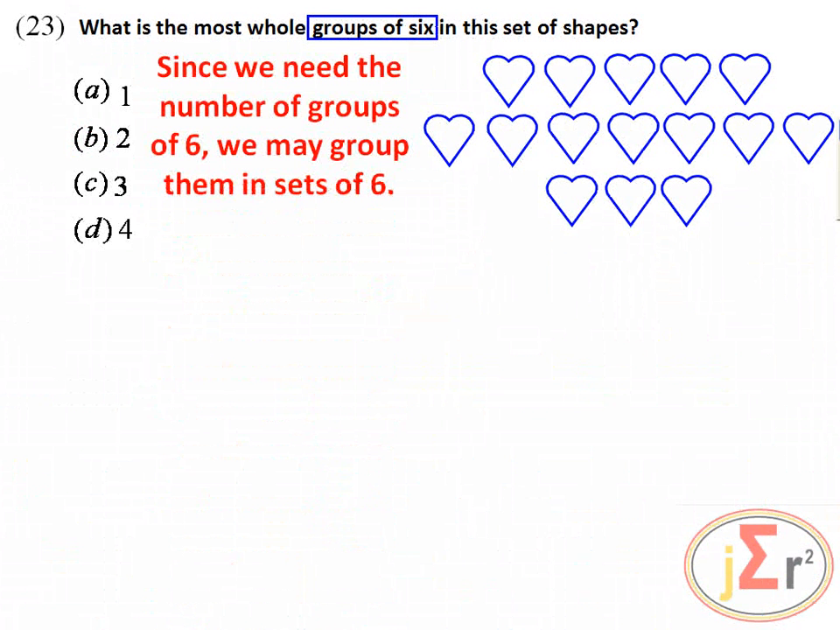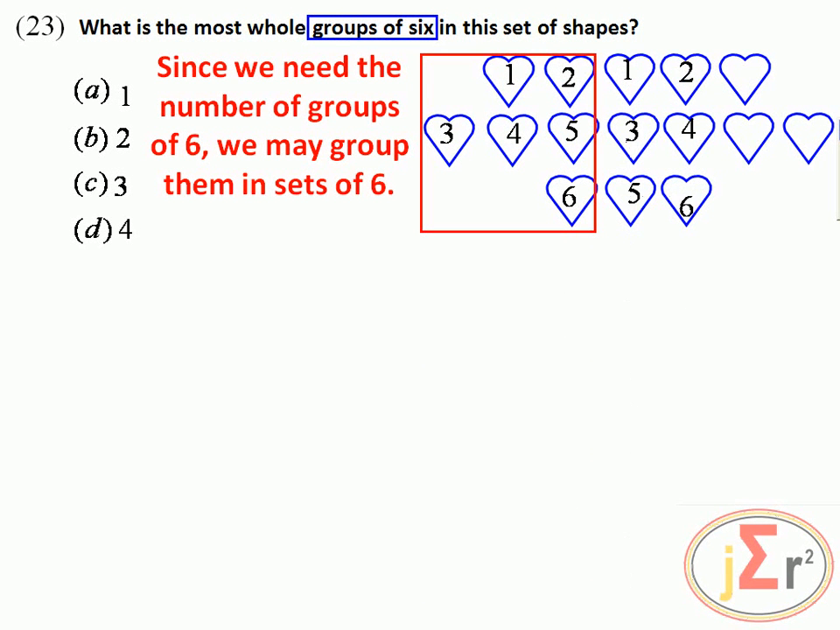Groups of 6. Pay attention to groups of 6. Since we need the number of groups of 6, we may group them in sets of 6. So we will count off 6 and we tie them up like that. And what do we do again, Jerry? Put another box. Count off 6 more and put them in a box. Right. Jerry says that we should count off 6 more and put them in another box, which is right.